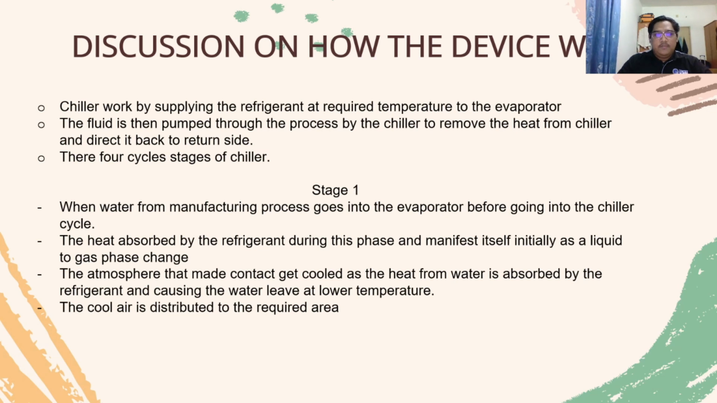For stage 1, water from the manufacturing process goes into the evaporator before going into the chiller cycle. The heat is absorbed by the refrigerant during this phase and manifests itself initially as a liquid to gas phase change. The atmosphere that makes contact gets cool as the heat from the water is absorbed by the refrigerant, causing the water to leave at a lower temperature. The cool air is distributed to the required area.